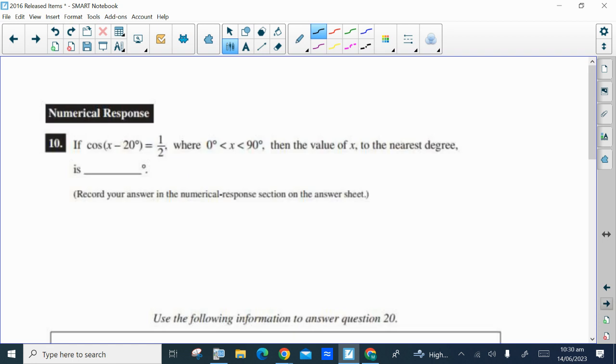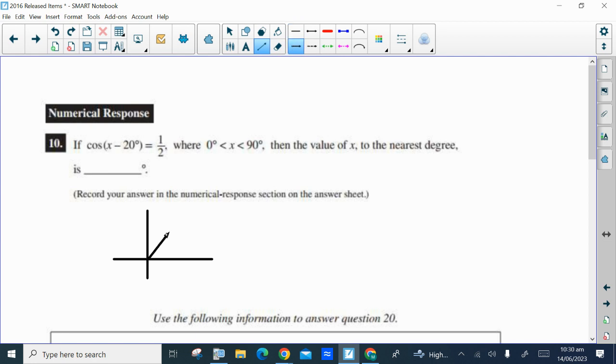Number 10. Cos of x minus 20 degrees equals a half, where x is between 0 and 90. What is the value of x? Well, this is just done once again using the unit circle, and the fact that the cosine equals 1/2 at 60 degrees. Because there, and again, let's write our rotation angle.